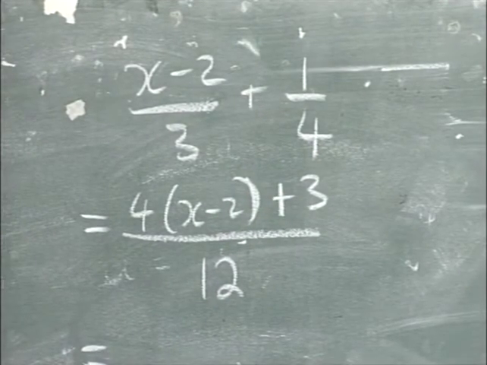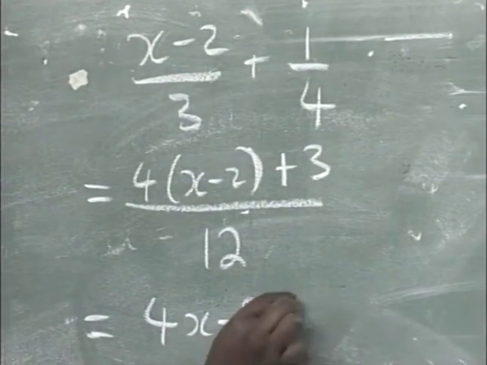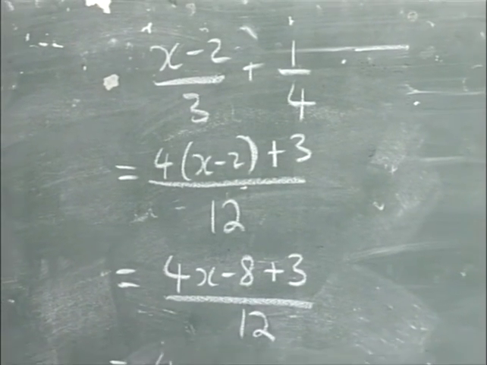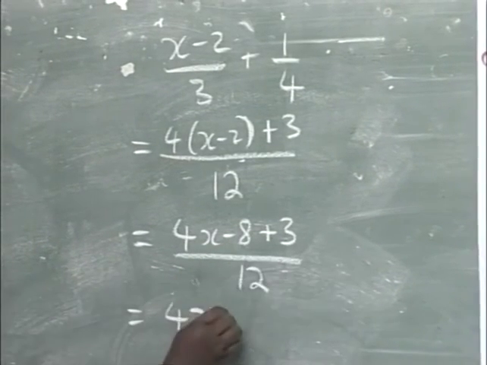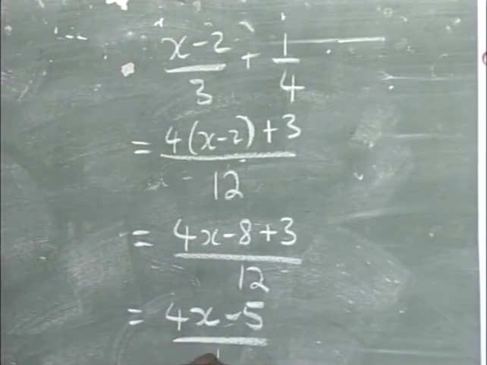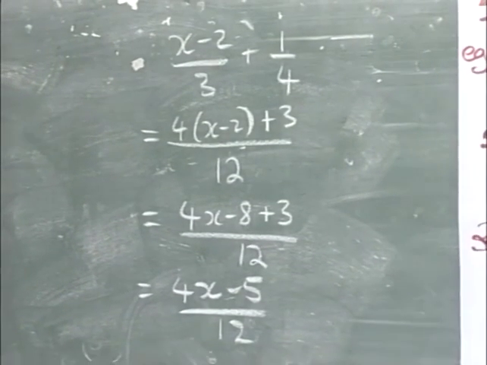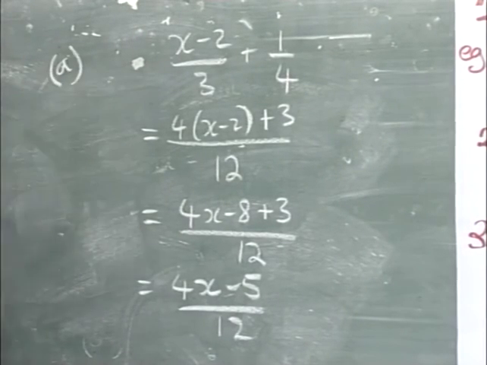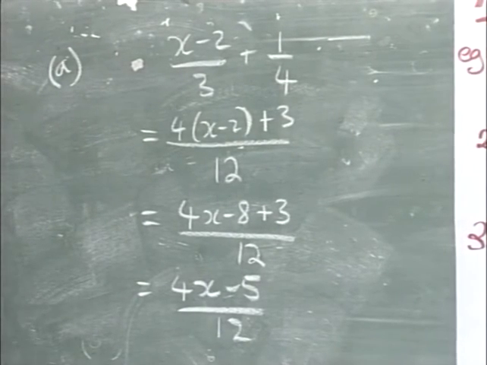Then you expand or remove the brackets. 4x minus 8 plus 3 over 12. Can you collect the like terms? Yes, minus 8 plus 3 is negative 5. So 4x minus 5 on 12. All right, that's letter A. Now we go on to letter B.